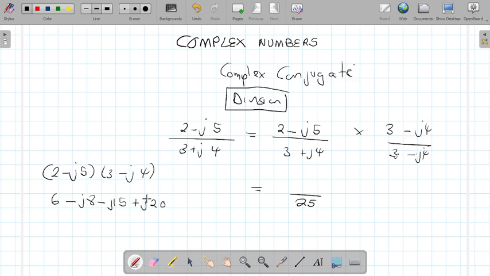Great. Now minus j times minus j is plus j squared. Now 5 multiplied by 4 is 20. Okay, so we know that j squared is minus 1, so this has to be minus 20. So 6 minus 20. What is 6 minus 20?